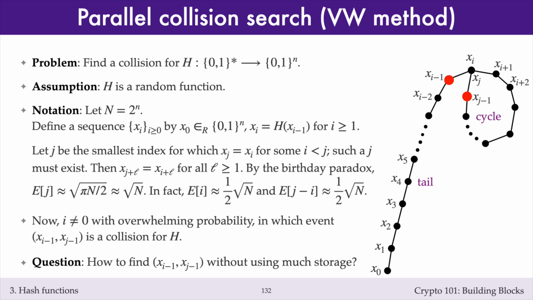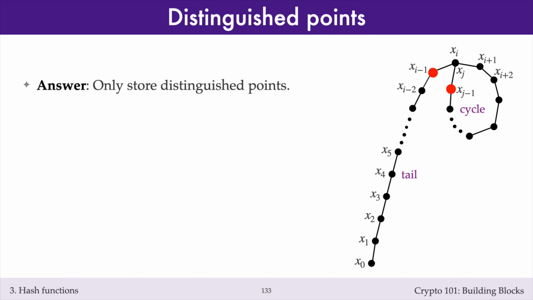One way to find this collision is to compute the terms x0, x1, x2, and so on, and store them in a table. However, the table would be too large, namely of size roughly the square root of N. The main contribution of van Oorschot and Wiener was a method for finding the collision x_{i-1}, x_{j-1} without using much storage. Van Oorschot and Wiener's idea was to only store so-called distinguished points.